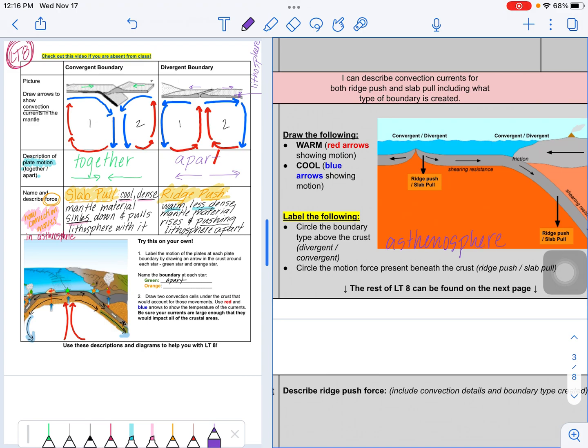And we want to show how the movement here makes our lithosphere move.